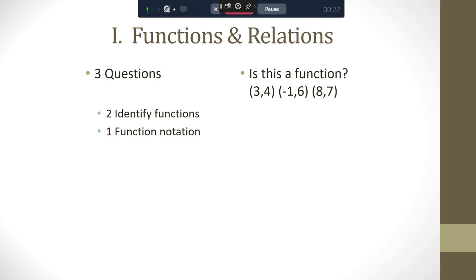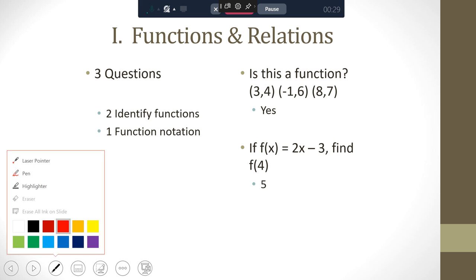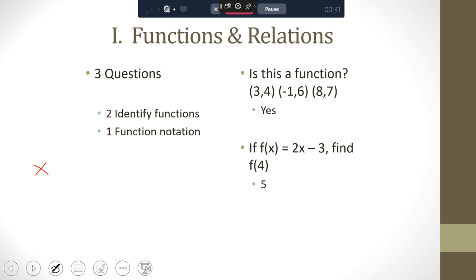Okay, so when you are identifying something that is a function, the x values do not repeat. So that's all that matters. The way that we test on a graph is the vertical line test. Is a vertical line, like x equals a number, a function?